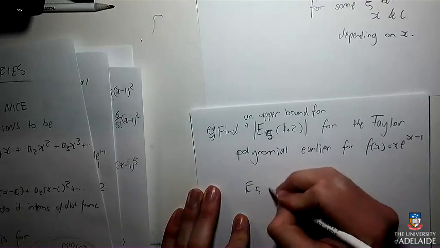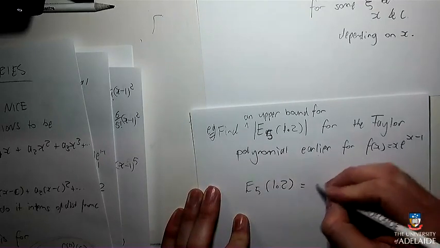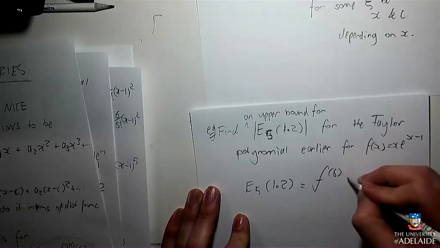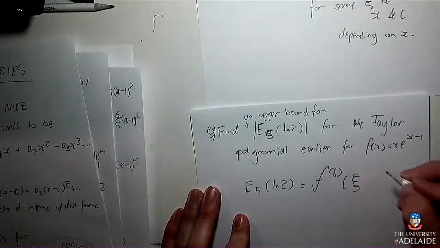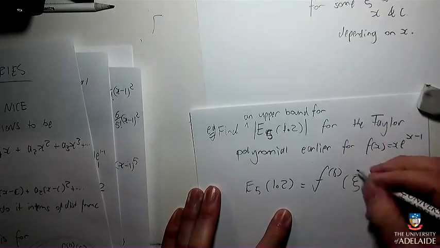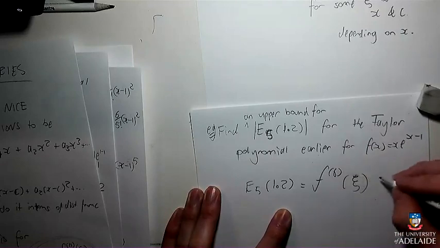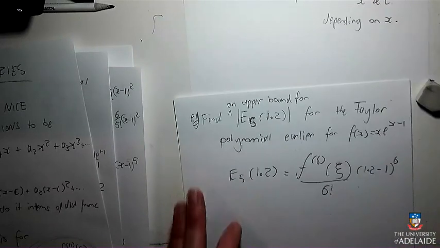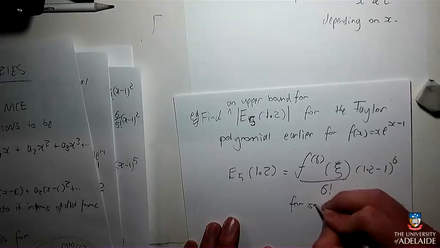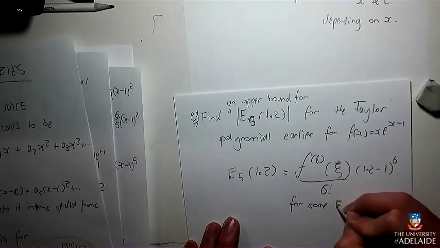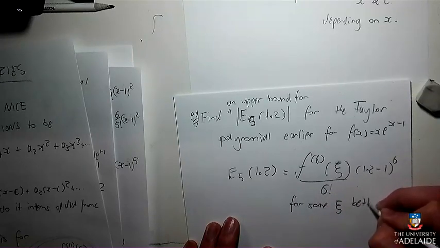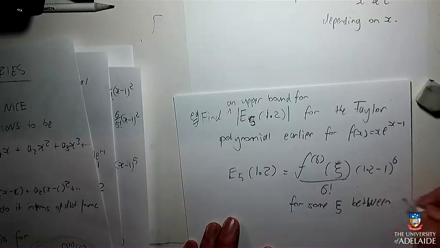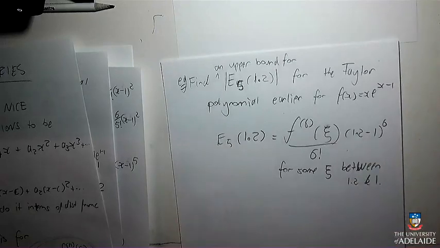Okay, so E5 at 1.2 will be the sixth derivative at some number psi, times 1.2 minus the centre, which is 1, over 6 factorial. That's what it is for some psi between 1.2 and 1.